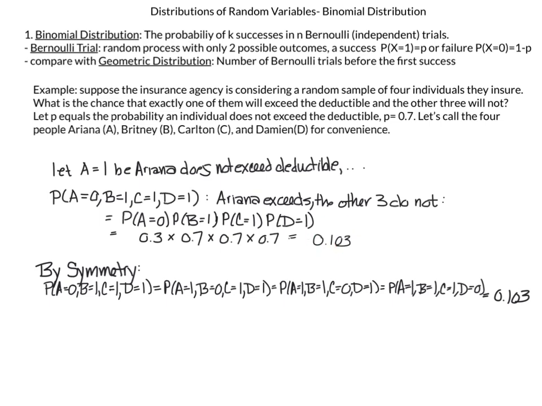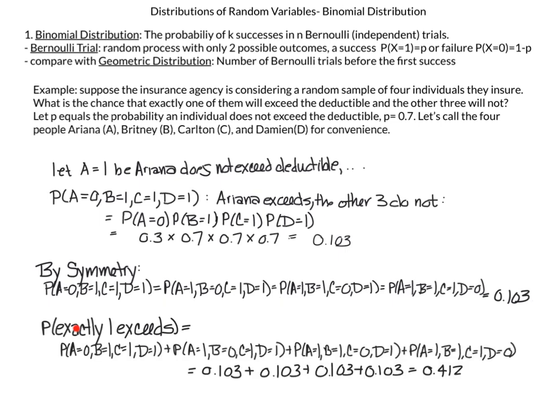And what I mean by symmetry is the numbers are going to be the same. It's just that they'll be rearranged. So for this one here, A equals 1, we'll get the 0.7. For B equals 0, we'll get the 0.3. For C equals 1, we'll get the 0.7. For D, we'll get 0.7. So the numbers are going to be the same, but they're simply going to be arranged differently because it's a different person that does not exceed. Similarly for the next two, but they're all going to end up with 0.103.